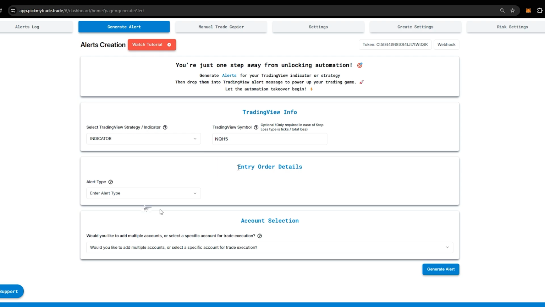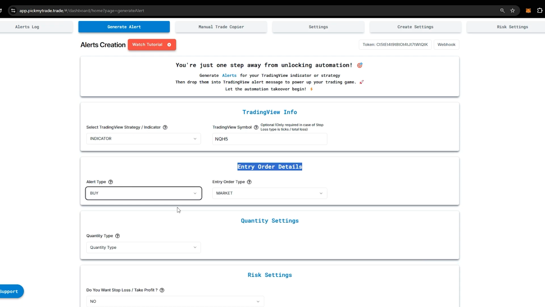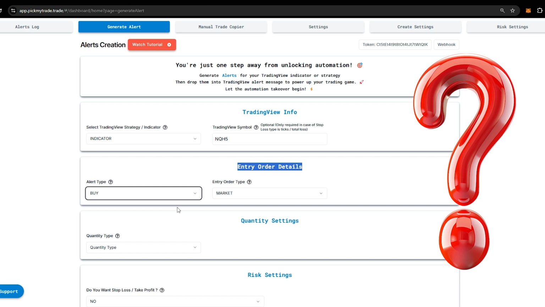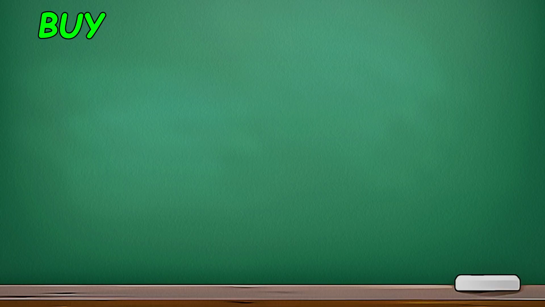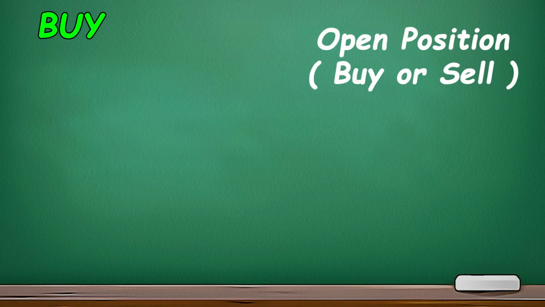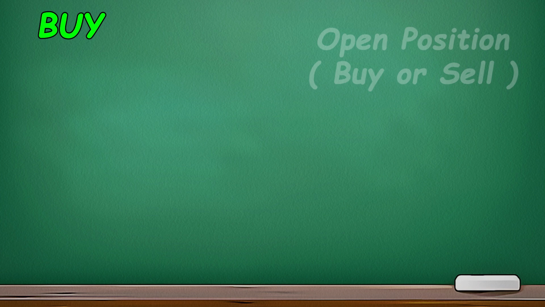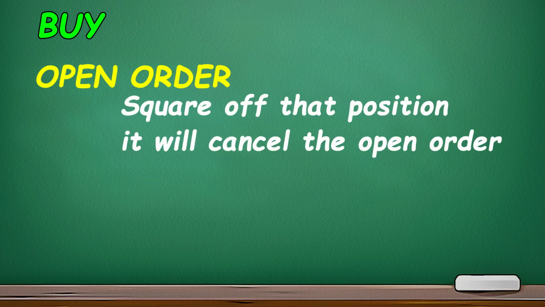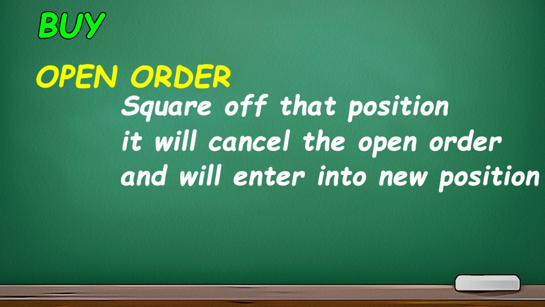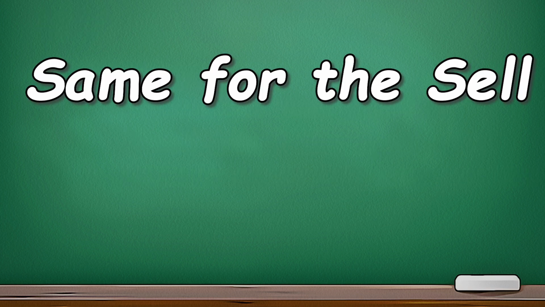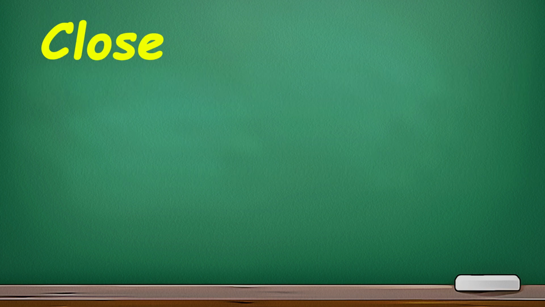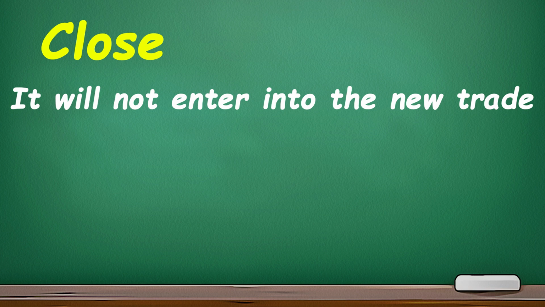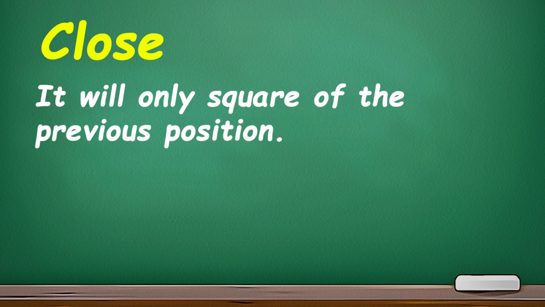Now it will ask me for entry order details. So here are three types of alerts: buy, sell, and close. In case of a buy alert, what would happen? Whenever a buy trade comes, and if I have any open position of either buy or sell, it is going to get closed. And if there is any open order, it will cancel the open order, and then it will enter into the new position. Same for the sell. In the case of close, it will not enter into a new trade, it will only square off the previous position.